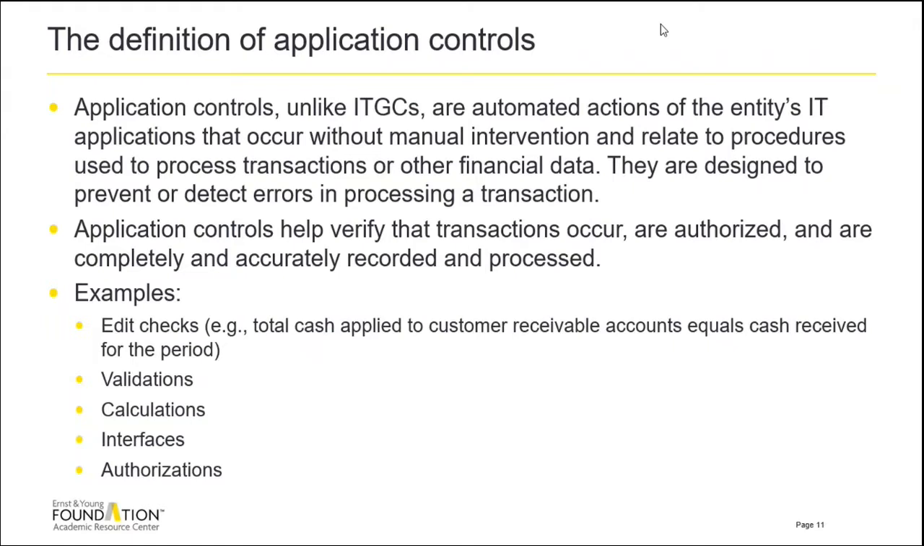So just to introduce, the application controls, unlike ITGCs, are automated actions of the entity's IT applications that occur without manual intervention and relate to procedures used to process transactions or other financial data. They are designed to prevent or detect errors in processing a transaction. So application controls help verify that all transactions occur, are authorized, and are completely and accurately recorded and processed. For example, we have edit checks, validations, calculations, interfaces, and authorization. We will be discussing that later on in the next module.